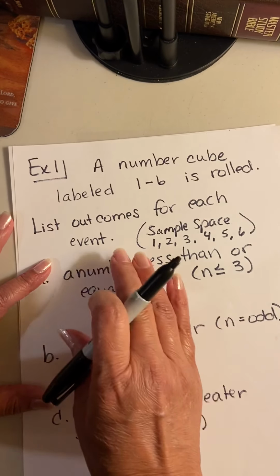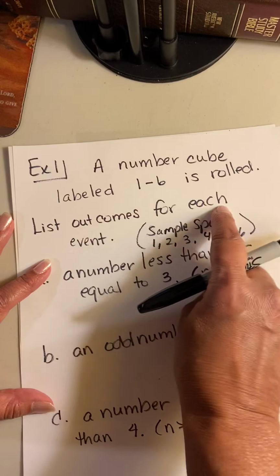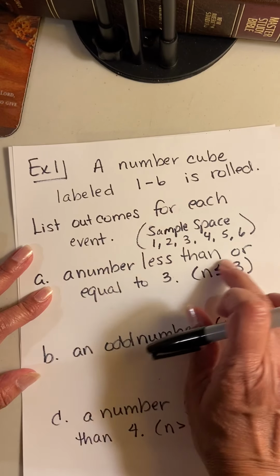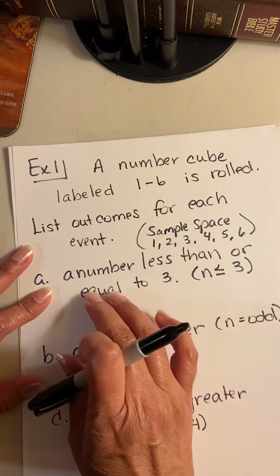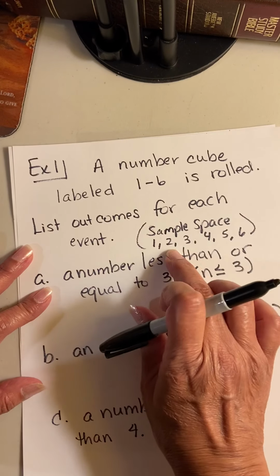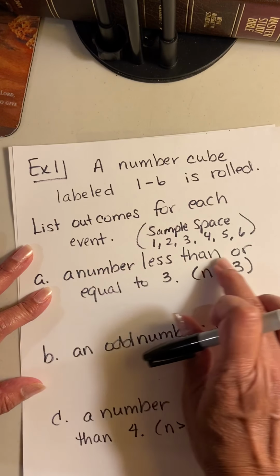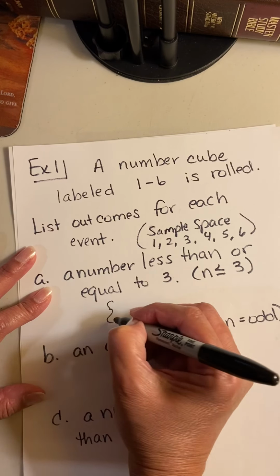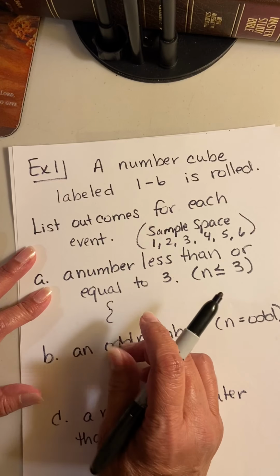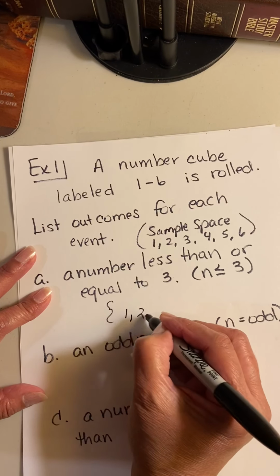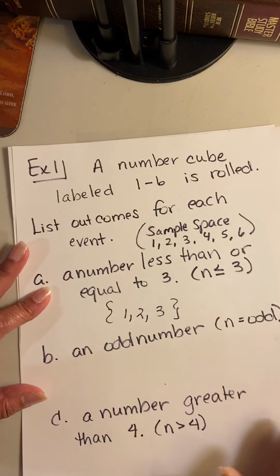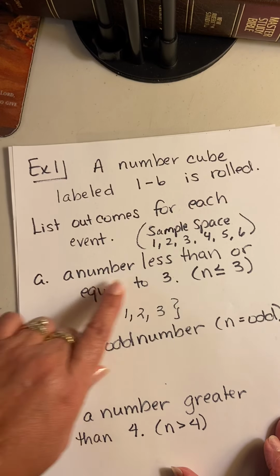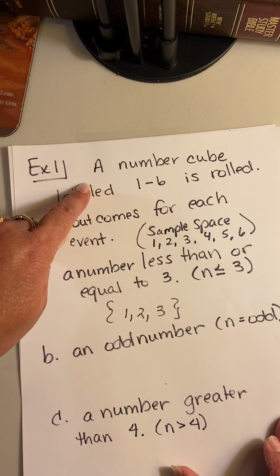The instructions are to list outcomes for each event. The first one says a number less than or equal to 3. Of these options, 1, 2, 3, 4, 5, 6, our list of outcomes, or favorable outcomes, is 1, 2, or 3. It's in set form because this is a set. These are the outcomes for a number less than or equal to 3 in this specific event.